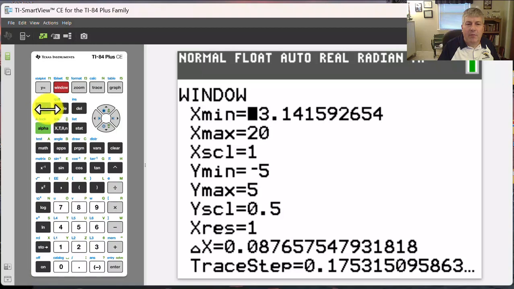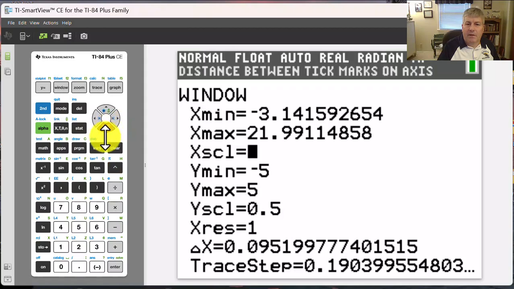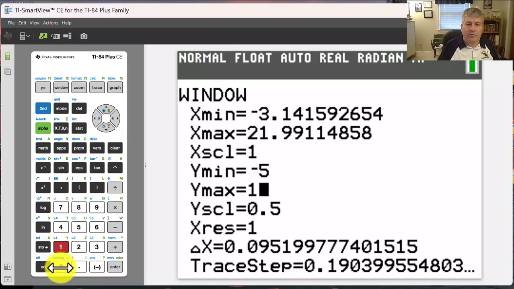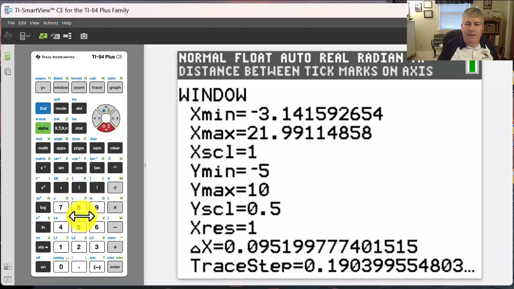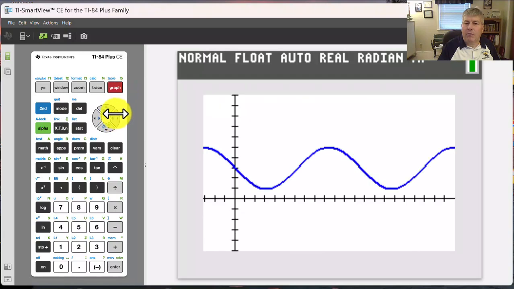I'm going to set my window from negative pi, so negative, second, and then the pi key. And I'm going to do an x max of 7 pi. And we can count by ones, that's fine. And our y min might be negative 5. And our y max, I think it was 6, so we'll go up to 10. And we can count by ones there again. And we graph our function.